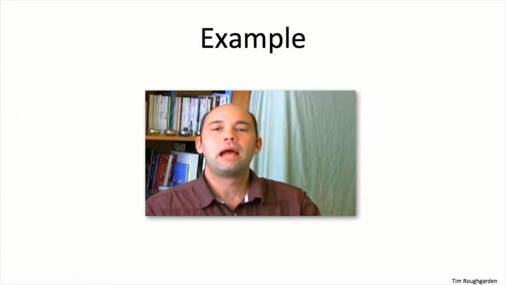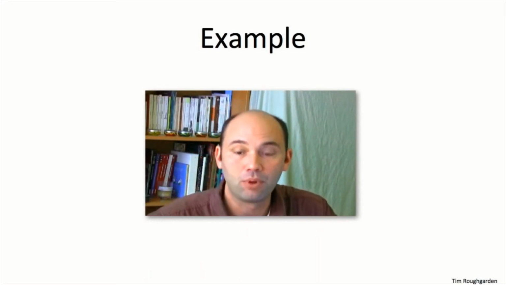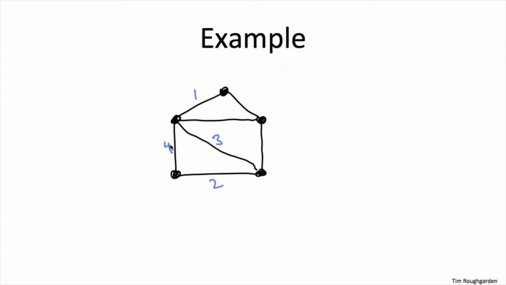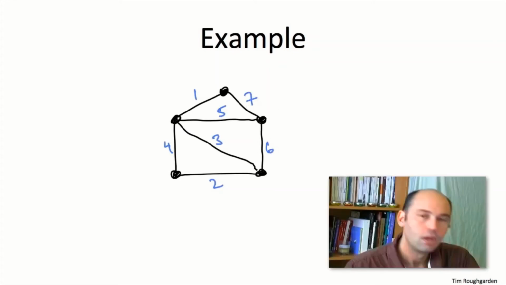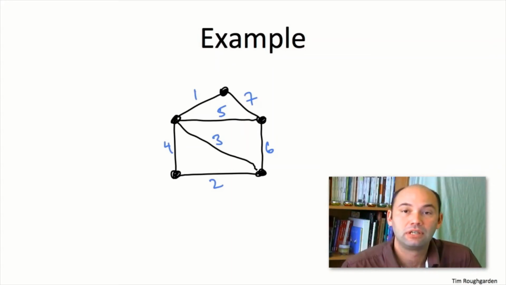So as with Prim's algorithm, before I hit you with the pseudocode, let me just show you how the algorithm works in an example. I think you'll find it very natural. So let's look at the following graph with 5 vertices. The graph has 7 edges, and I've annotated them with their edge costs in blue.